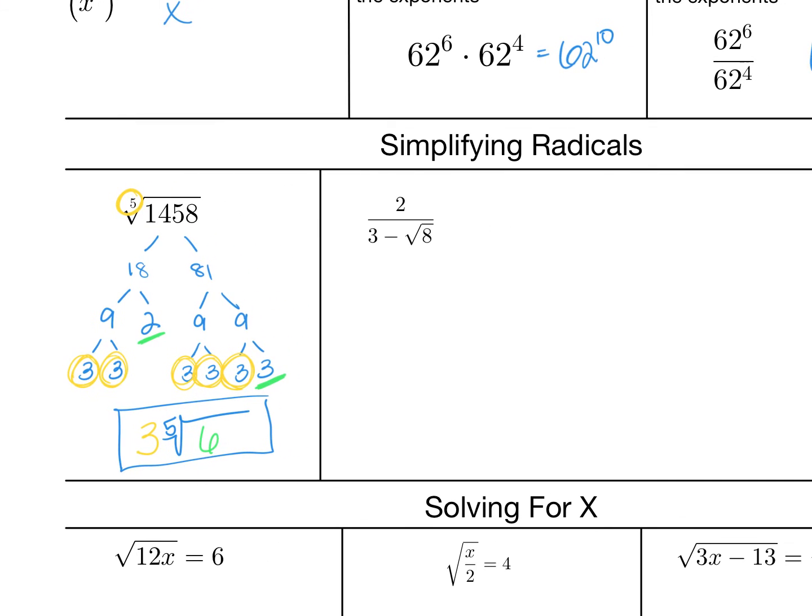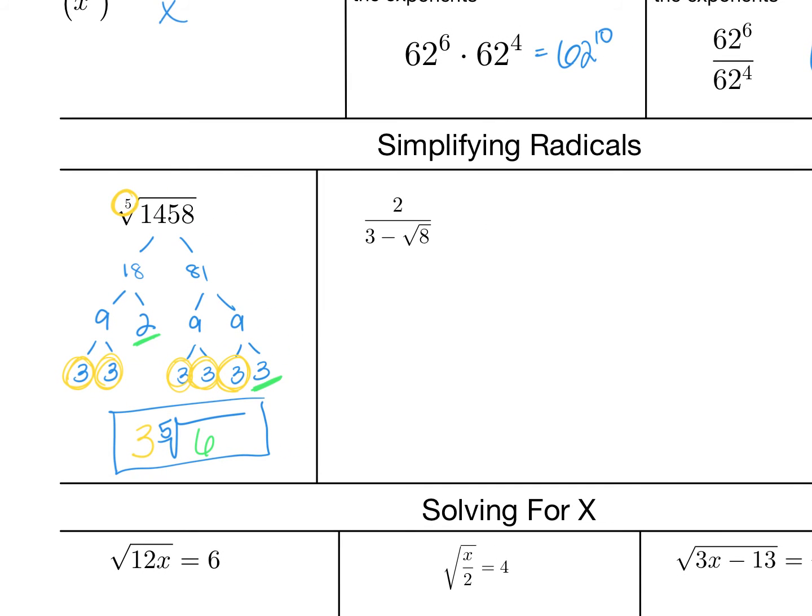Now let's simplify this radical. It's a fraction, so my goal is to get the radical out of the denominator. It can be a big one in the numerator, and it can be an ugly one in the numerator, but my first goal, my biggest thing, is to get it out of the denominator. So how am I going to do that?